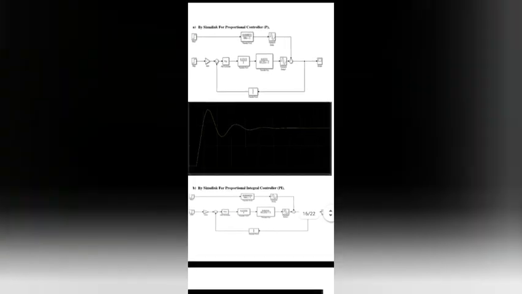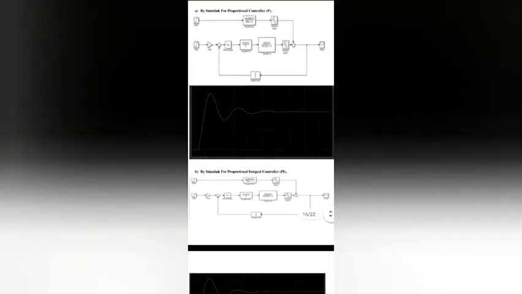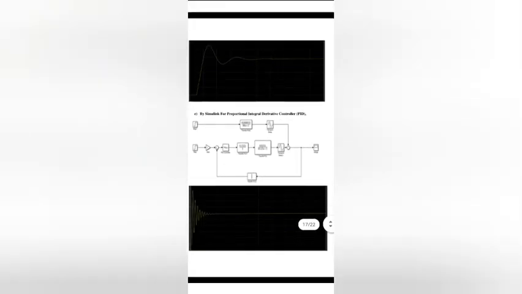By using Simulink for P, we got the figure for the block diagram of the P controller, and this is the graph for the P controller. After that, we also get the block diagram for the PI controller, and this is the graph. We proceed to the PID. This is the block diagram, and this is the graph.